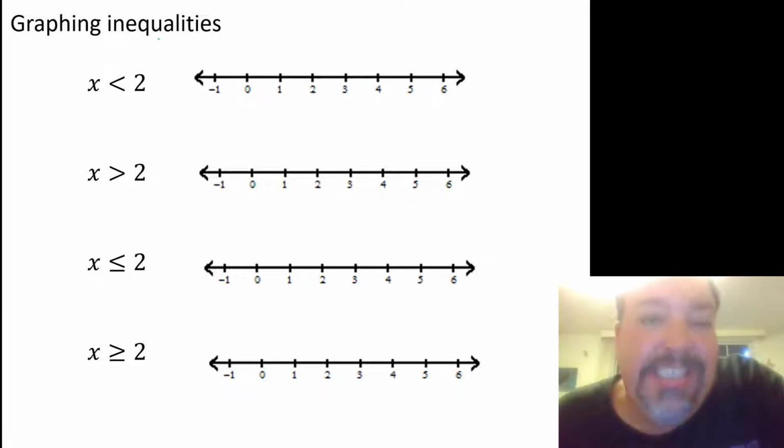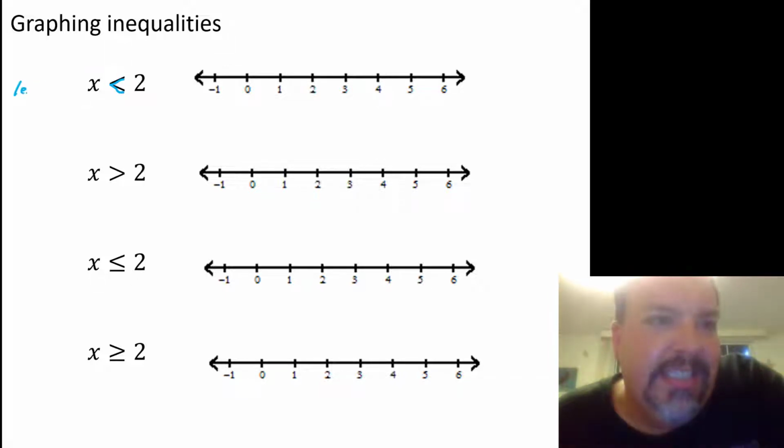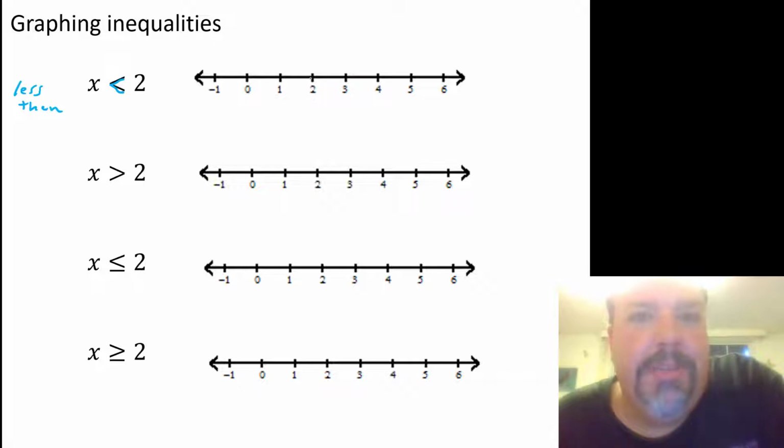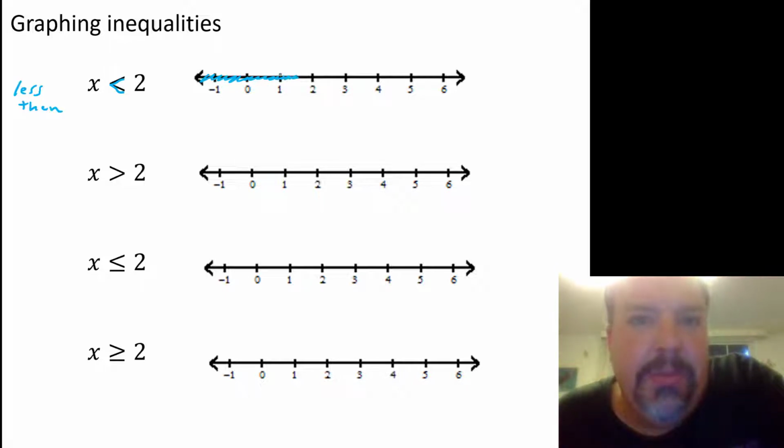So inequalities means that something is not equal. This first symbol right here means less than, so we read this as x is less than 2. When we graph this on a number line, we want to show all the numbers that are less than 2. So all the numbers to the left: -1, 0, 1, a half, all of them up to 2, but it doesn't include the 2.